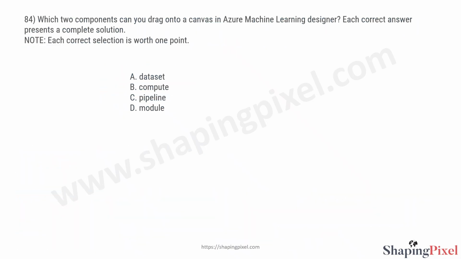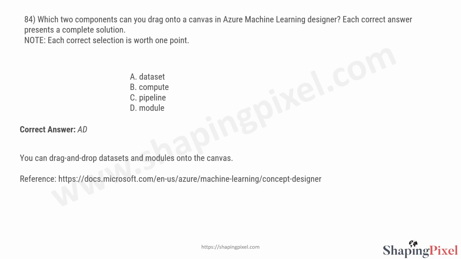Question number 84. Which two components can you drag onto a canvas in Azure Machine Learning Designer? Each correct answer represents a complete solution. Each correct selection is worth 1 point. And we have the following four options: dataset, compute, pipeline, module. So the right answer here is option A and option D, dataset and module. You can drag and drop datasets and modules onto the canvas.